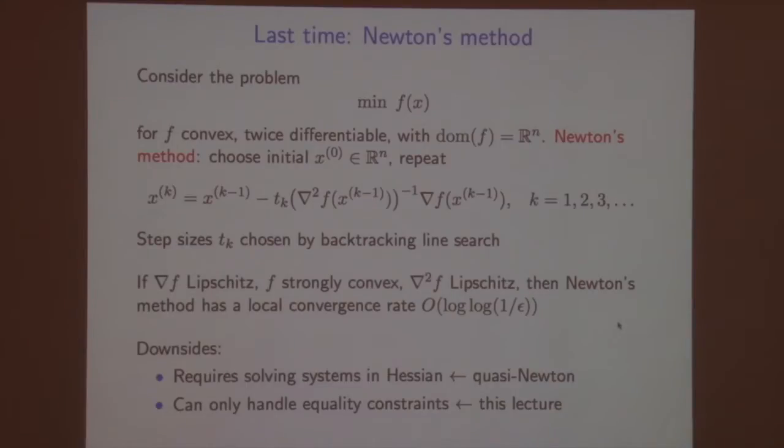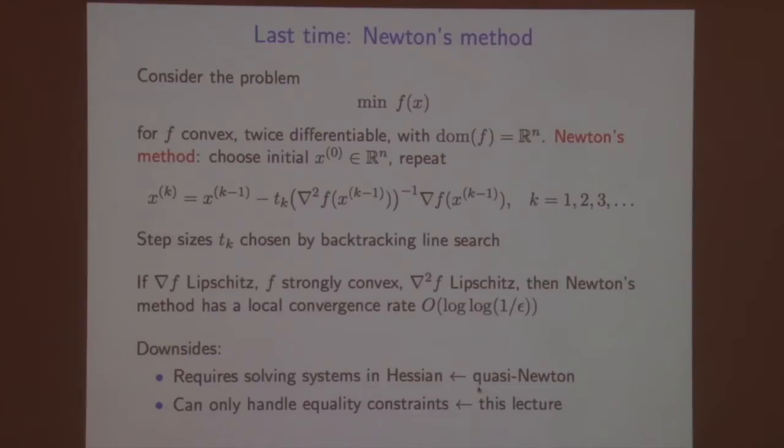What are the downsides of Newton's method? Well, there's two of them. The first was that it requires solving linear systems in the Hessian. And the second was that we can only handle equality constraints, as we saw in the last lecture. The first one is a real concern, because if the Hessian's dense, and I'm in n dimensions, so the Hessian's n by n, then a linear system in the Hessian takes about n cubed flops to solve. That's very prohibitive for Newton's method. It means we can't really solve generic large-scale problems.